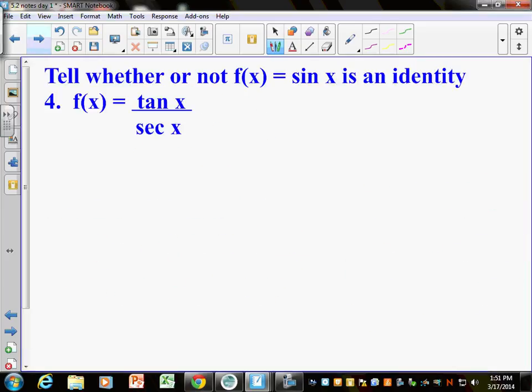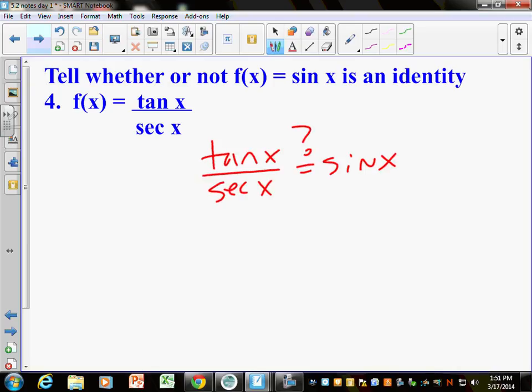I do want to do this one. I didn't used to do a question like this, but I gave you some on the homework and it threw people, because the directions on the first 3 of the homework are this. They say, tell whether or not f of x equals sine of x is an identity to this, which basically means the directions here don't say prove that this is true. Basically, they're asking you, does tangent x over secant x equal sine of x? And I'm going to put a question mark above there, because they're asking you, is it true? The answer is yes or no.